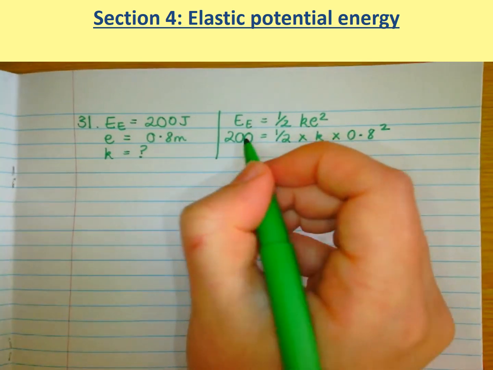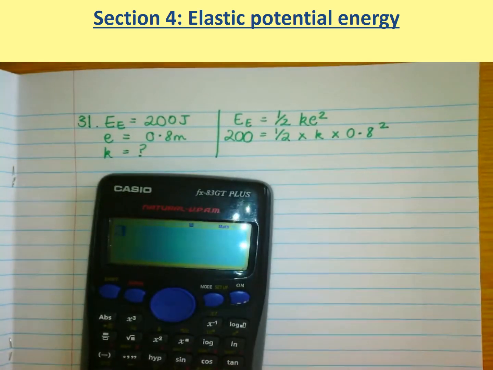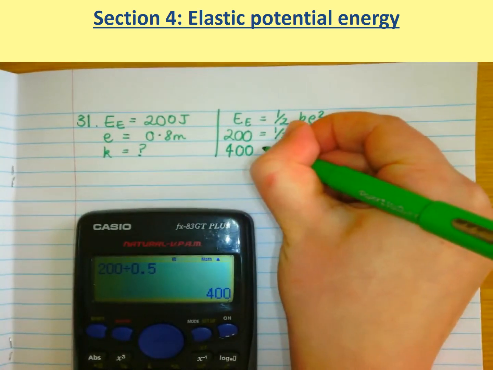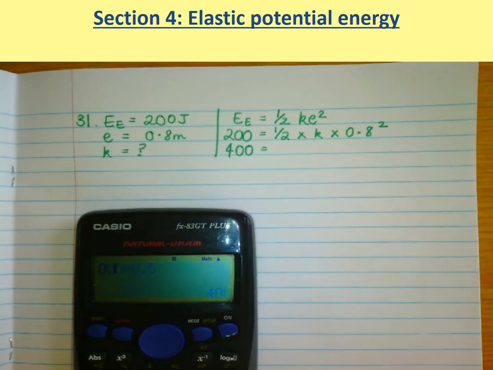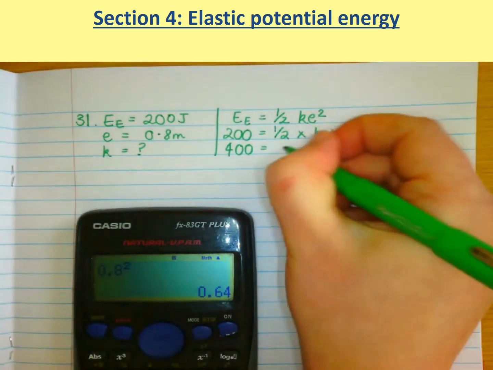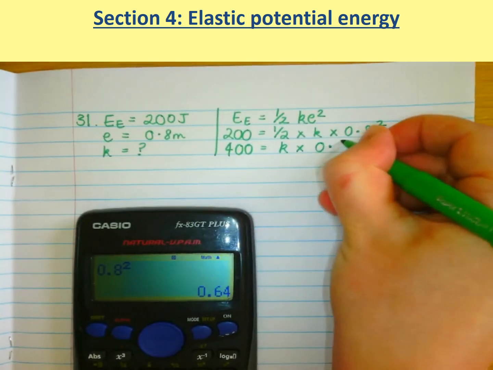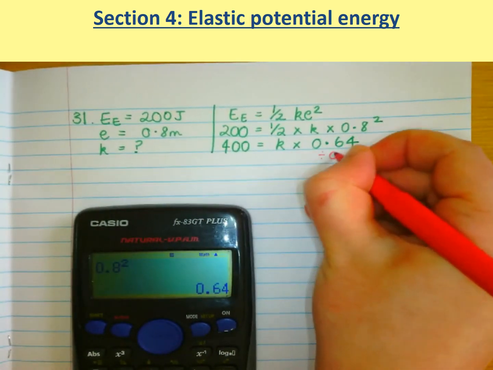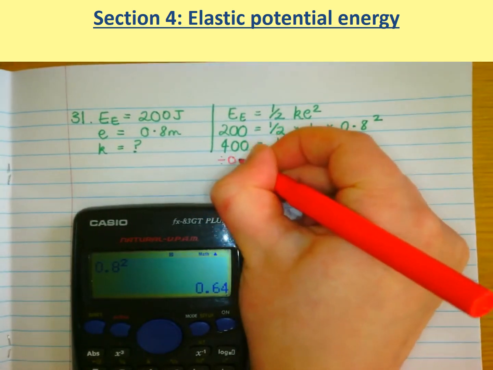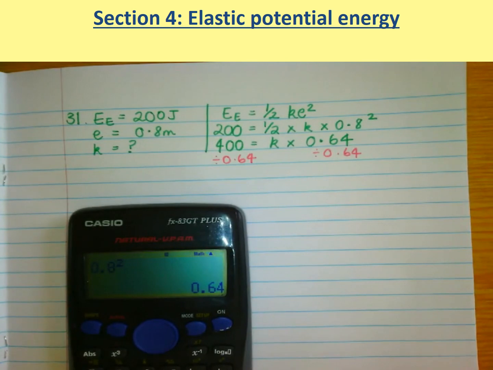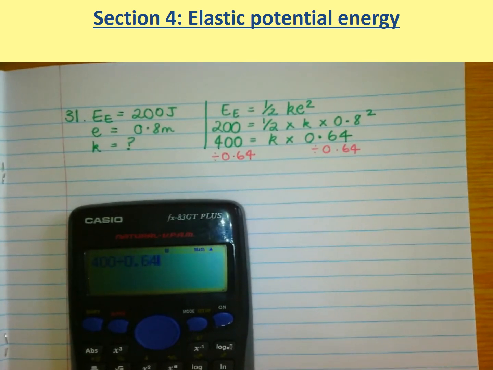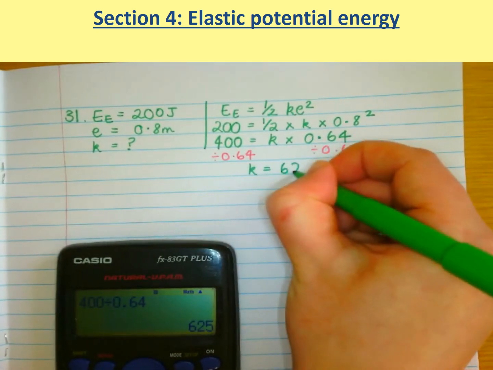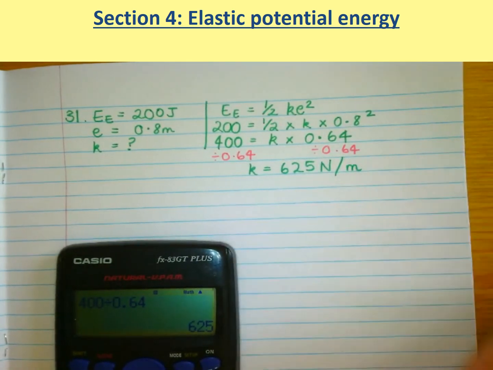Now the first thing I'm going to do is get rid of the half. And I do that by doing 200 divided by 0.5. So that gives me 400, which is equal to k times 0.8 squared. So I'm going to save myself some time and do the 0.8 squared now, which gives me 0.64. Now we have a simple equation that we can solve by dividing by 0.64 on both sides. So 0.64 divided by 0.64 is 1, so we can ignore that and do 400 divided by 0.64, which gives me a spring constant of 625 newtons per metre.